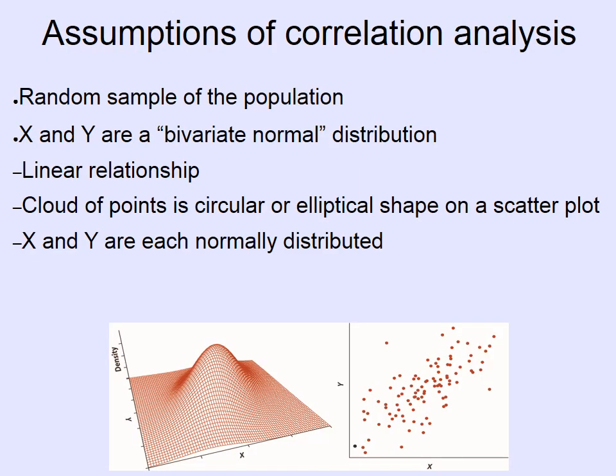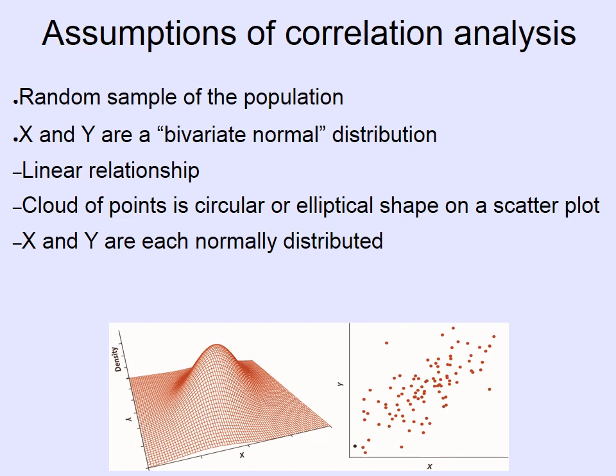Of course, there's assumptions. Random sample of the population, yes. X and Y are bivariate normal. Now that's hard to see. The first graph there, the 3D sort of graph, is a graph that you might be able to create to see bivariate normal. We're not going to be able to do that.